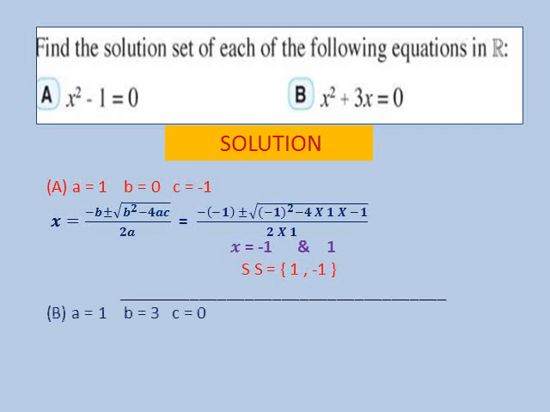Then we will substitute. So we'll get negative 3 plus or minus square root of 3 power 2 minus 4 times 1 times 0, over 2 times 1. X will equal 0 and negative 3. We put the values of x as the solution.